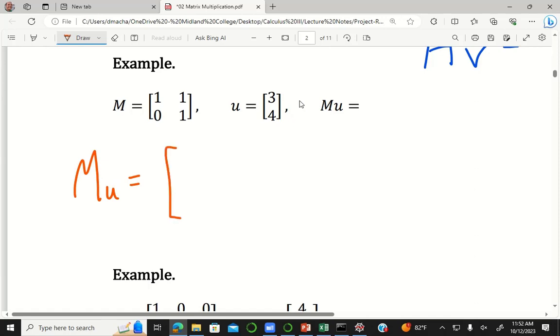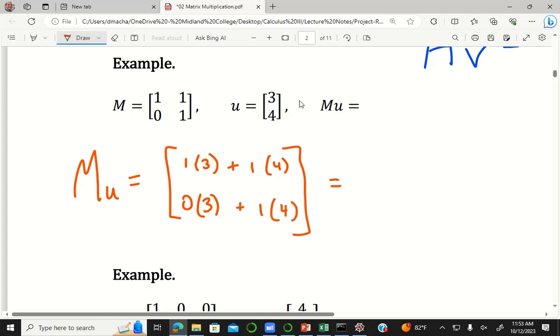vector where the entries are 1 times 3 plus 1 times 4, and then 0 times 3 plus 1 times 4. Just the dot product of the rows of M with the vector U. And then, of course, this is going to be 7, 4. That's the matrix vector product.